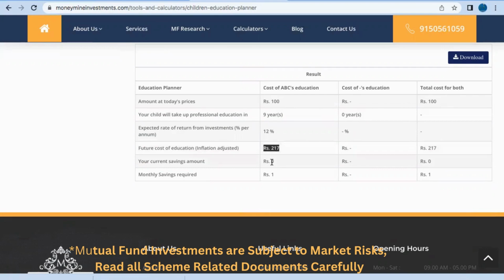Your current savings amount is 0, and the monthly savings required is 1. This 1 is the interesting part. 100 rupees is the total target, the particular goal we are working toward. We would like to achieve this goal through a mutual fund. So 100 is our target today, but adjusted for inflation, it is 217.